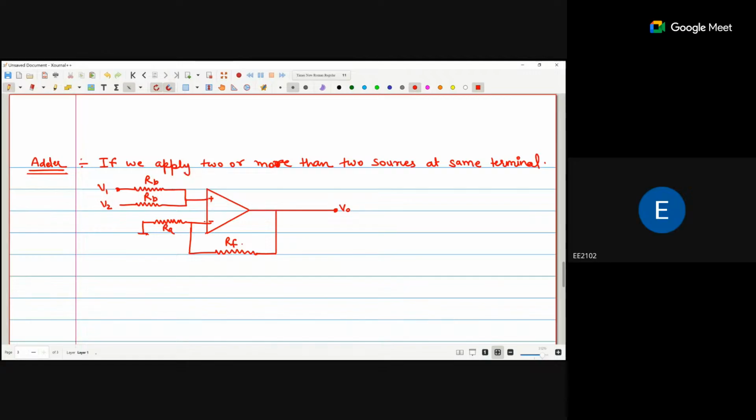Now, how do we solve this type of question? Again, we apply the superposition theorem. Can you try to solve it? Yes, sir.